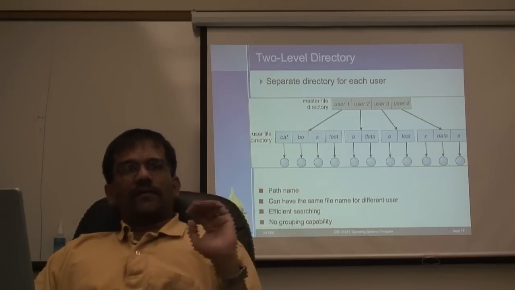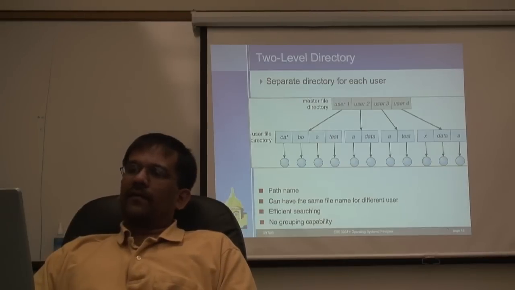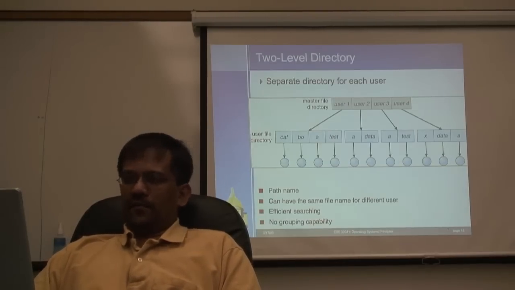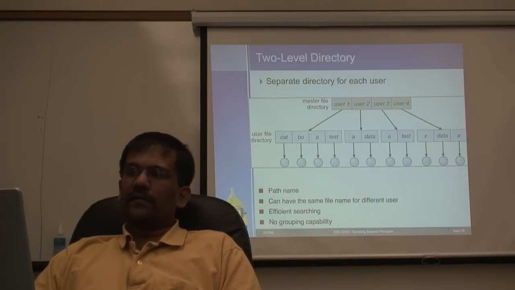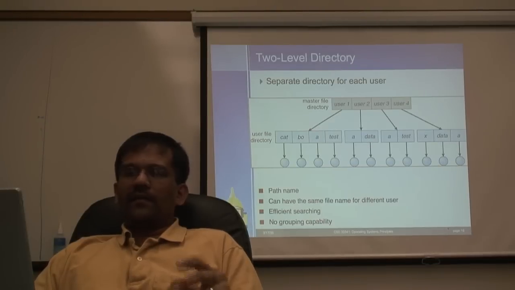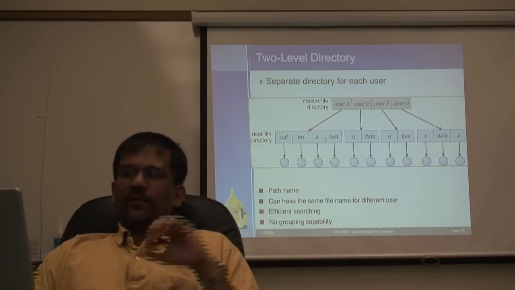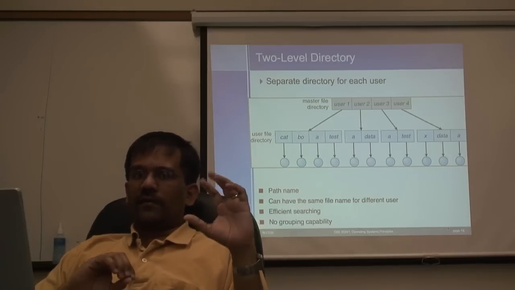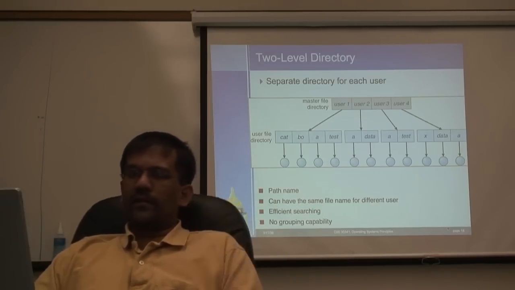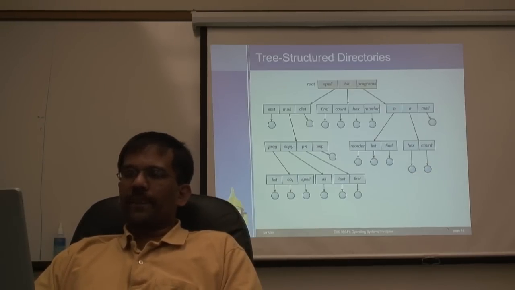But various operating systems did that. VMS back in the 70s used a model like this. And sharing is not that easy because the name is associated with the user, so you have to get access to the user, then get access to the name that you're looking for.